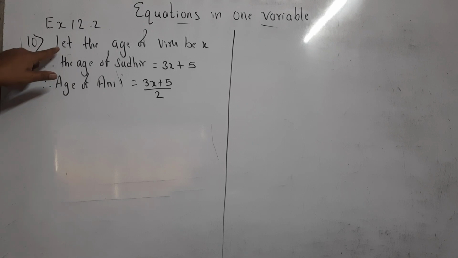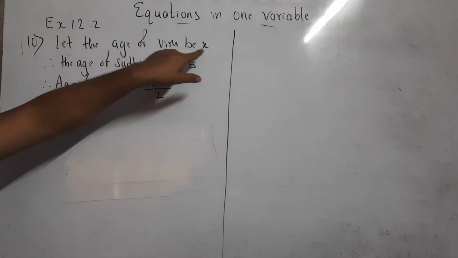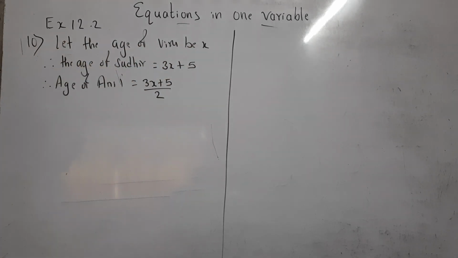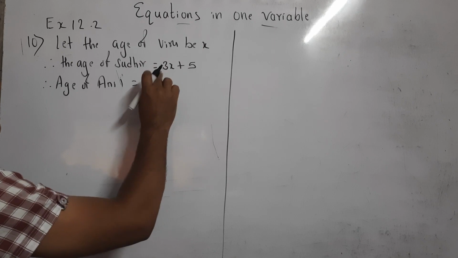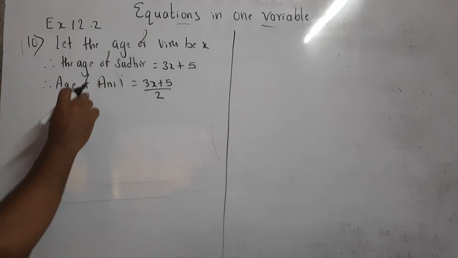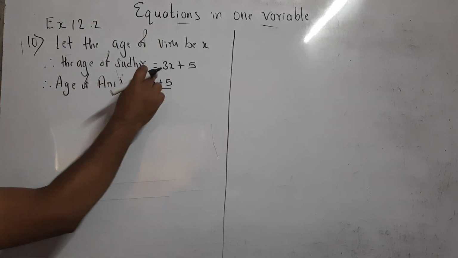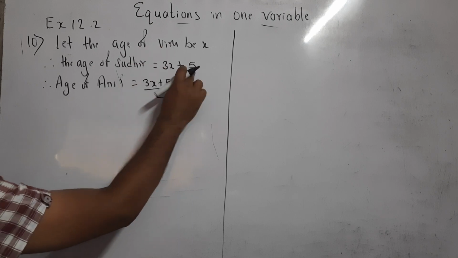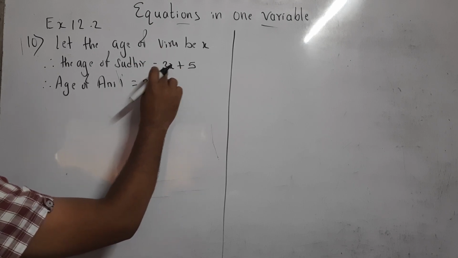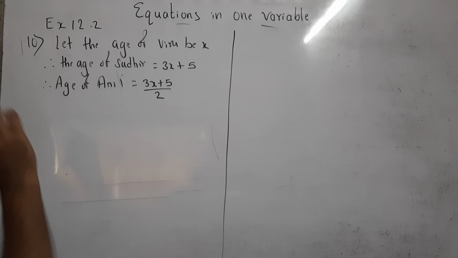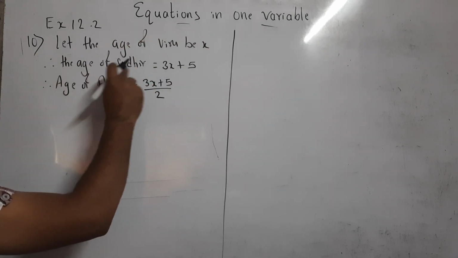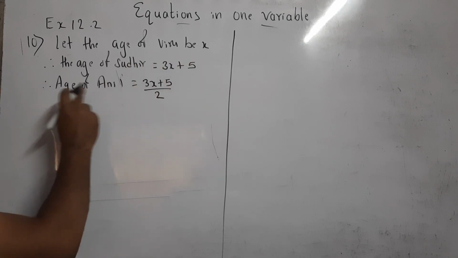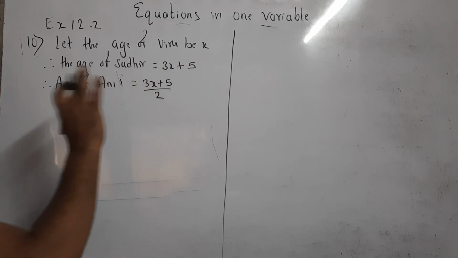So what you have taken here, let the age of Viru be x. Age of Sudhir, क्या बोला? Age of Sudhir 3 times and 5 more. 3 times बोलेगा तो 3x और 5 more बोलेगा तो +5. एज ऑफ अनिल क्या बोला है? सुधीर का आधा, जो सुधीर का एज है, सुधीर का एज इज हाउ मच? 3x + 5, उसका हाफ, दैट इज अपॉन 2. आई होप ऑल ऑफ यू अंडरस्टूड, द एज ऑफ वीरू इज x, एज ऑफ सुधीर इज 3x + 5, एज ऑफ अनिल इज इक्वल टू 3x + 5 अपॉन 2.